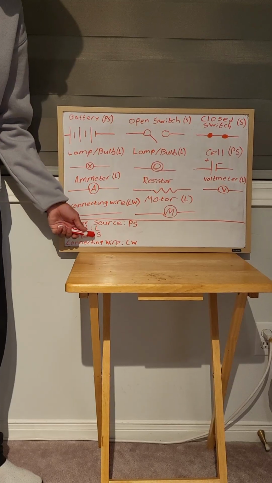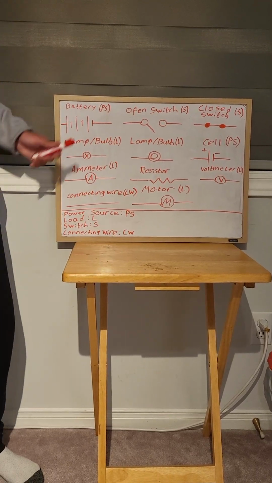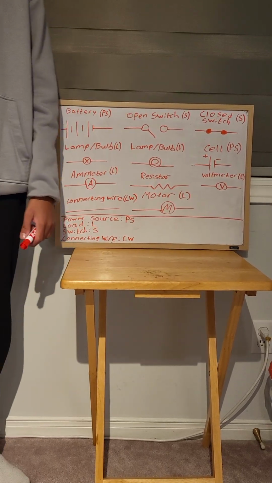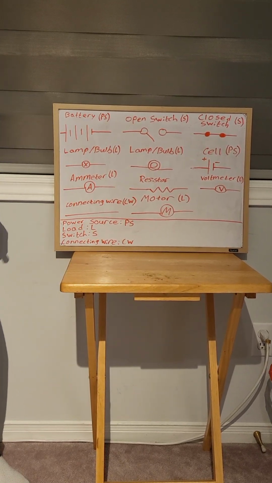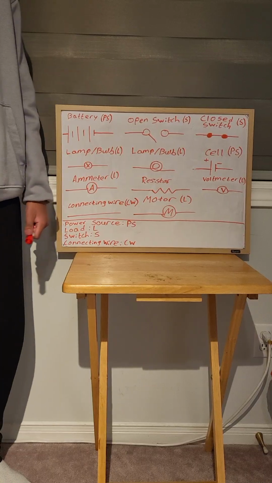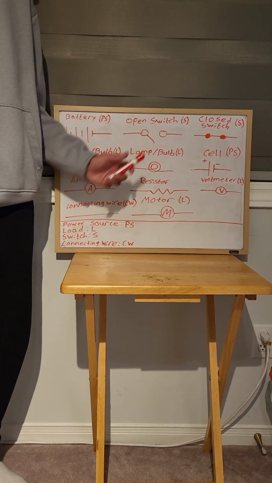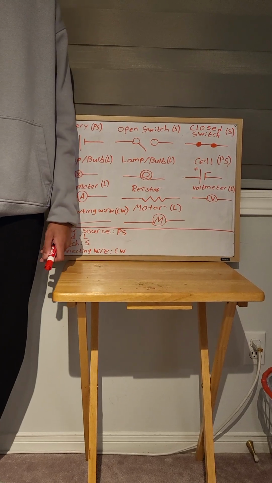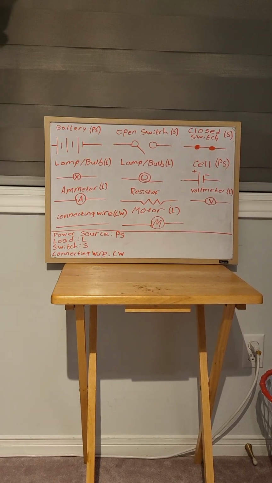I put an abbreviation for each one. As you can see, battery is a power source, so I just put PS. A battery just supplies the electron flow. With an open switch, the circuit is incomplete and electron flow escapes. A closed switch is the opposite. It's a complete circuit and electron flow just flows around.